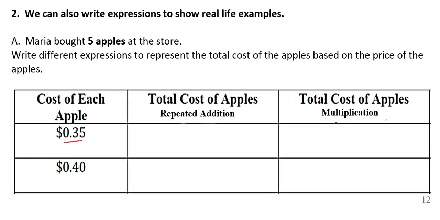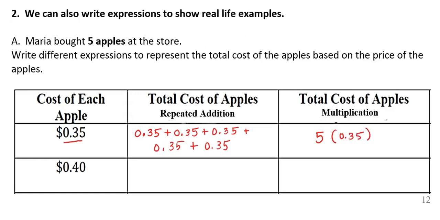In my first example, each apple cost 35 cents. Well, since she bought 5 of them, I could show this by repeated addition. So I would add 35 cents 5 times. So there's one expression that matches the problem. I could also represent that same expression using multiplication instead of repeated addition. We have 5 groups of 35 cents. Or I could also write it as 5 times 35 cents.